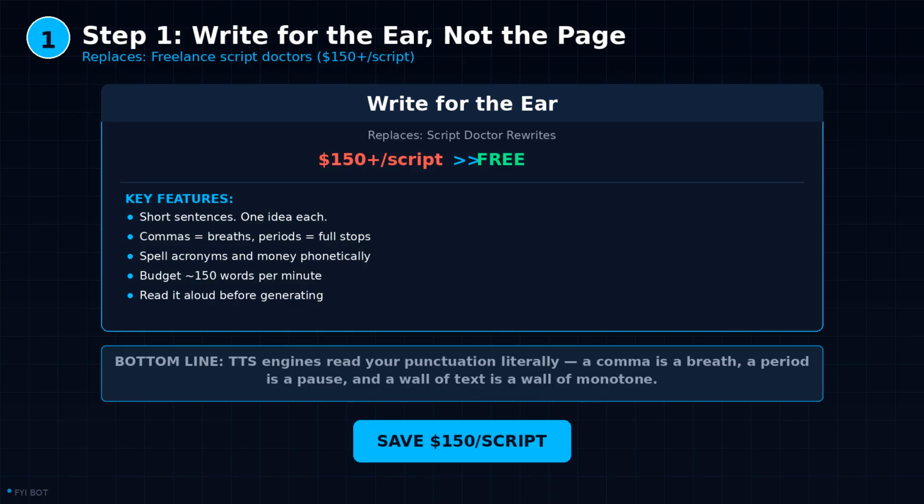And pace yourself. Most engines narrate at roughly 150 words per minute. So a 1,000-word script is about a 7-minute video. Write to your target length, not past it. Final check, read the script out loud yourself. Anywhere you stumble, the engine will stumble worse. Fix it on the page first, it's free and it takes 5 minutes.